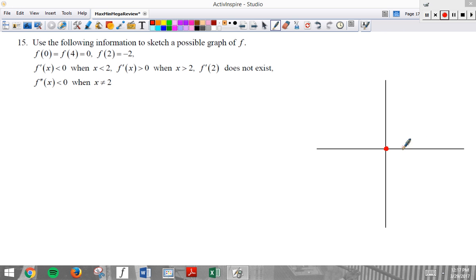Bing. 1, 2, 3, 4. Boom. F of 2, negative 2. Down here somewhere. Okay. What the heck? Let's put a scale on it. Okay, so I'm going to use this data to make an f prime number line.